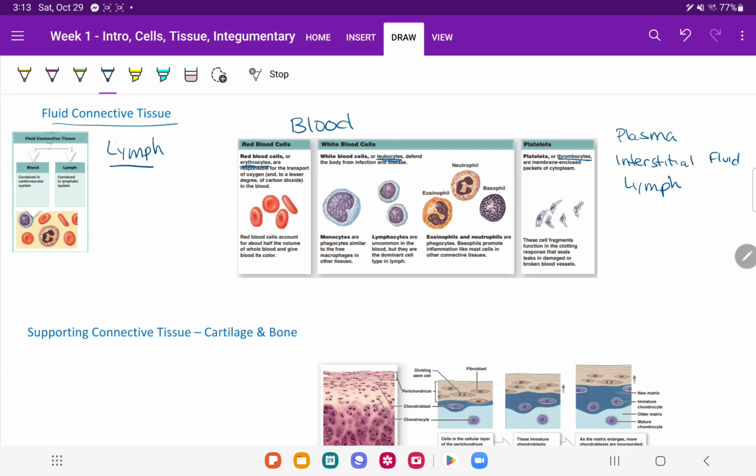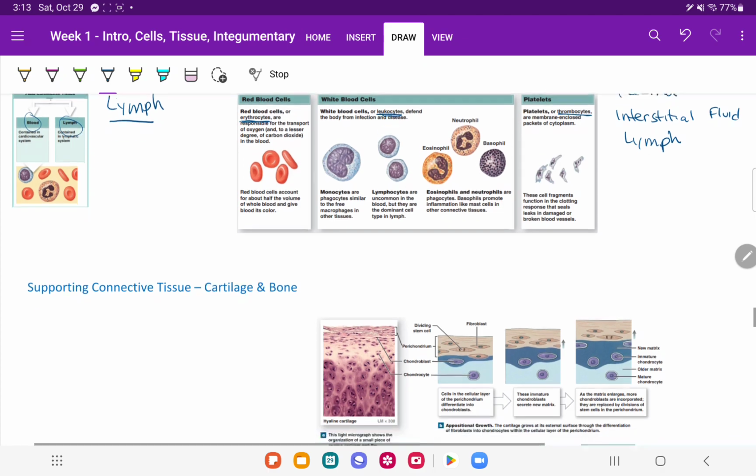In tissues, filtration moves water and small solutes out of capillaries and into interstitial fluid, which bathes the body cells. The major difference between plasma and interstitial fluid is that plasma contains a large number of suspended proteins. Lymph, on the other hand, forms as interstitial fluid and then enters lymphatic vessels, which are small passageways that return fluid to the cardiovascular system. So that's our fluid connective tissue: we have blood and lymph.